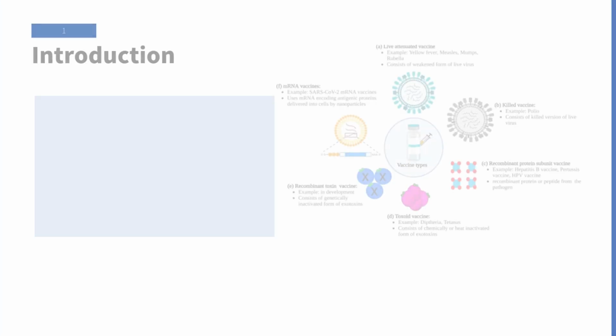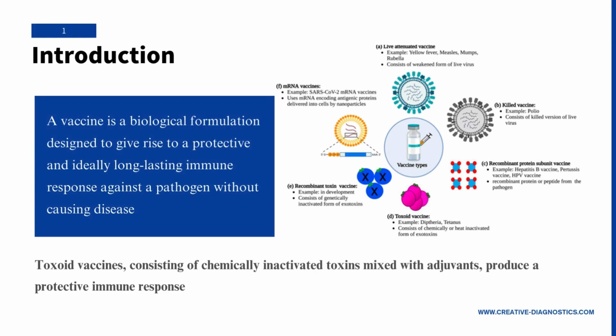A vaccine is a biological formulation designed to give rise to a protective and ideally long-lasting immune response against a pathogen without causing disease. Vaccines can be either prophylactic or therapeutic, with prophylactic vaccines given before encountering the pathogen and therapeutic vaccines given after encountering the pathogen. Many different approaches have been employed in developing vaccines.